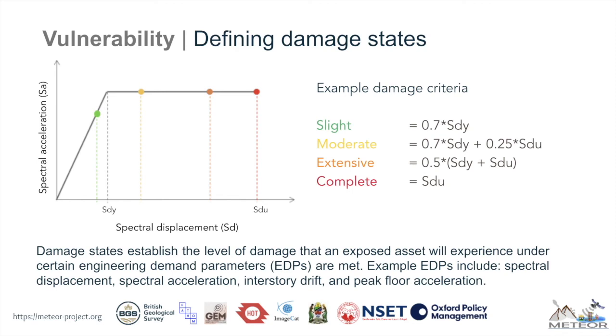Damage states establish the level of damage that an exposed item will experience as certain demand parameters are met, for example, spectral acceleration, spectral displacement, inter-story drift, inter-story acceleration, and so on. A structure is considered in a specific state of damage when the ground shaking causes the limit established for the demand parameter to be exceeded. For example, the capacity curve in this image indicates that if the structure exceeds its ultimate spectral shift, it would end up in a state of complete damage or collapse.